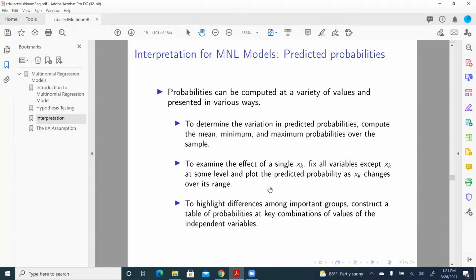So these are the options available to data analysts.